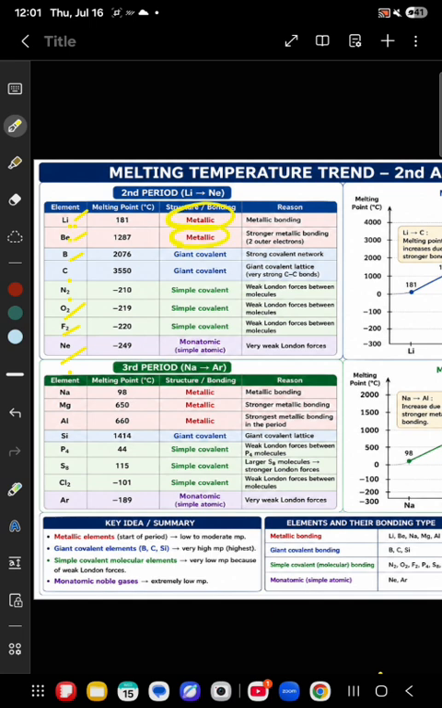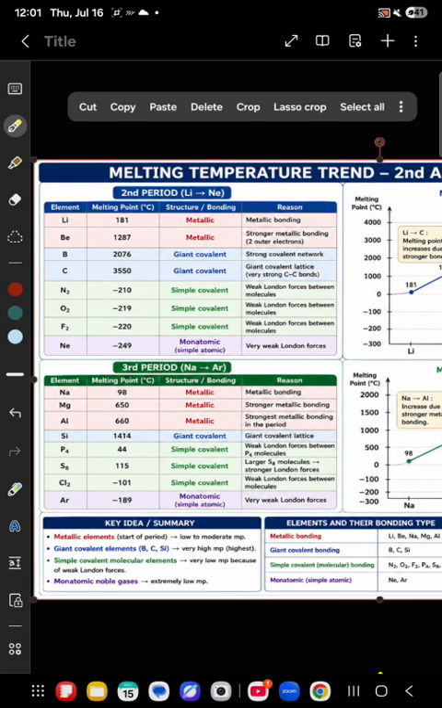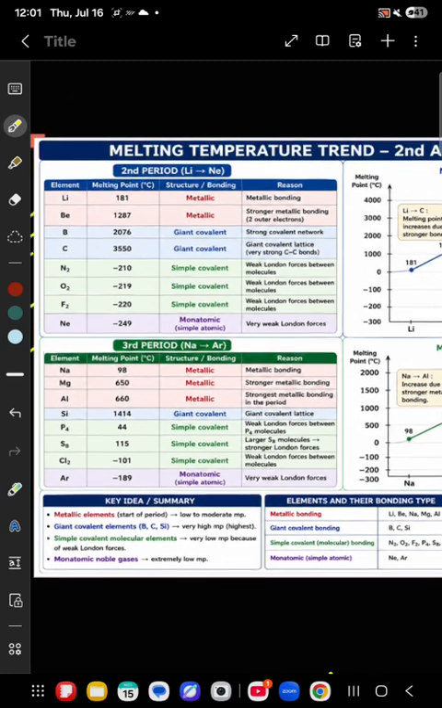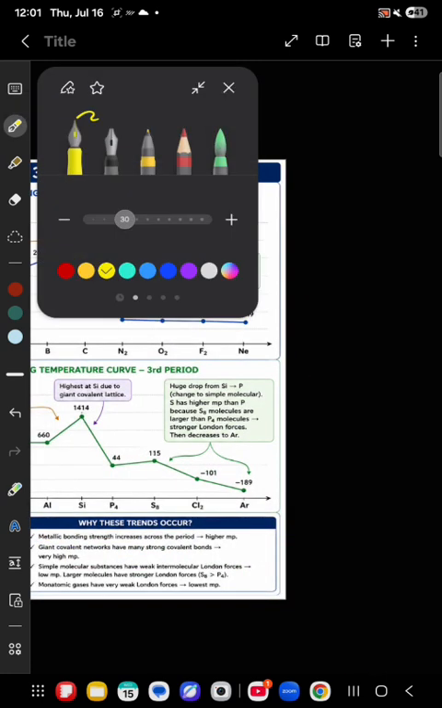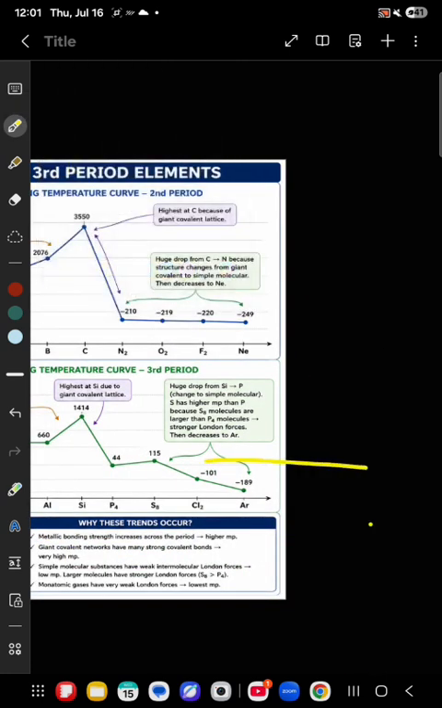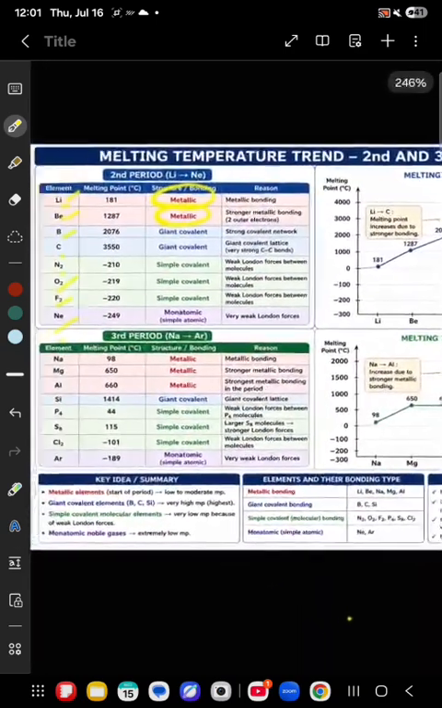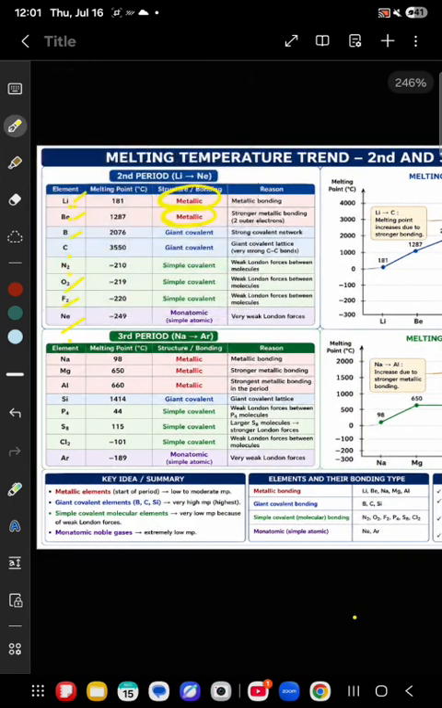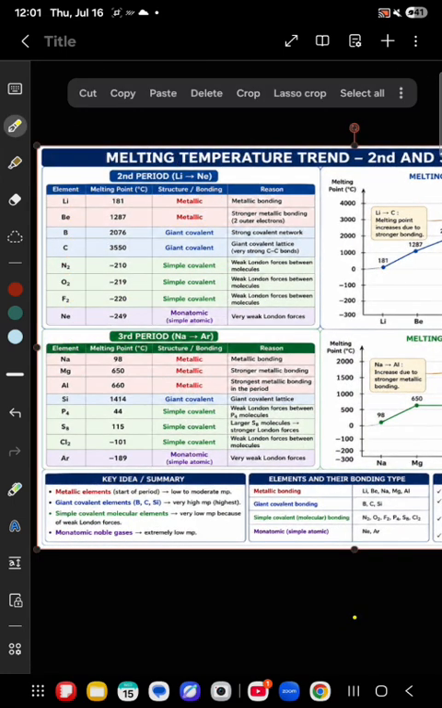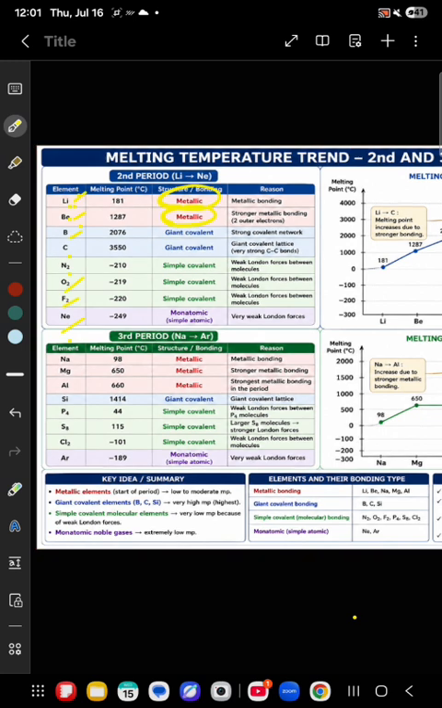Beryllium has a metallic structure. So of course, if they have the metallic structure, their bonding would be metallic bonding, and we know that metallic bonding is strong bonding. If you just compare lithium and beryllium, lithium has a metallic structure, beryllium has a metallic structure, but beryllium's melting temperature is higher than lithium's. So what is the reason? Both have metallic structure, both have metallic bonding.